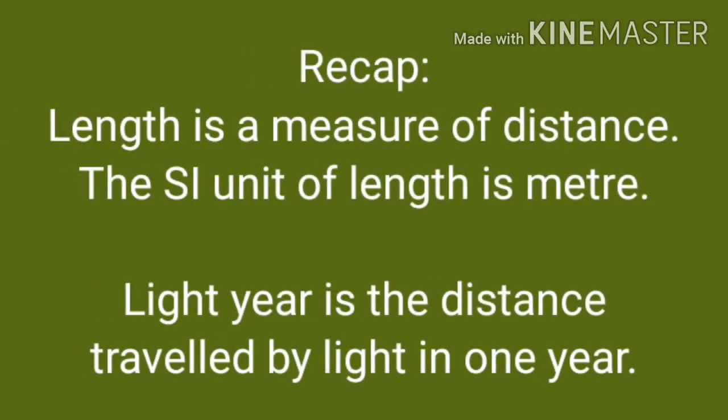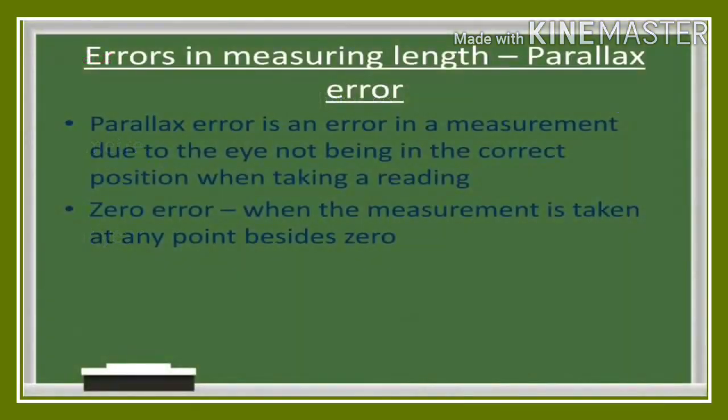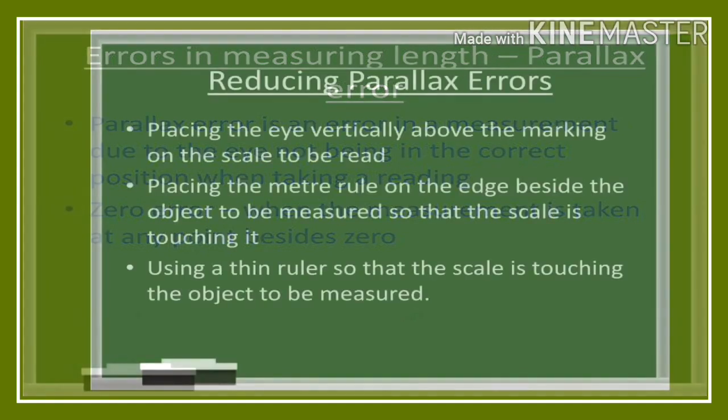Let's recap what we have learned today. Length. Length is a measure of distance. The SI unit of length is meter. Light year is the distance travelled by light in 1 year. In measuring length, parallax error is an error in a measurement due to the eye not being in the correct position when taking a reading. Zero error can occur when the measurement is taken at any point besides zero.